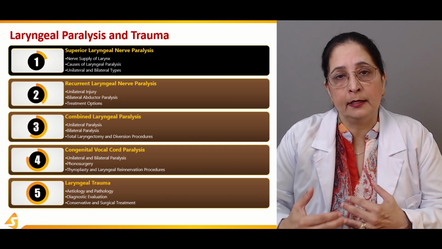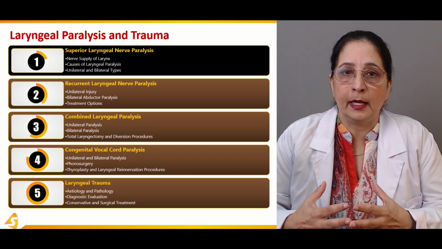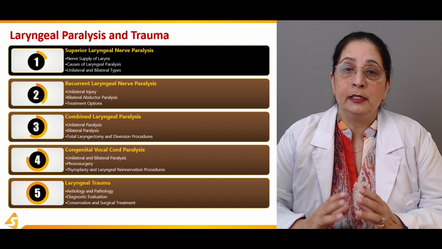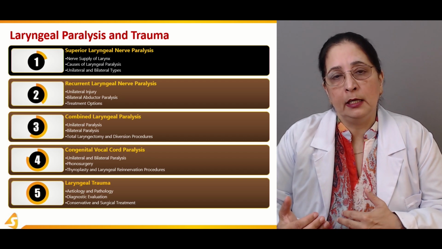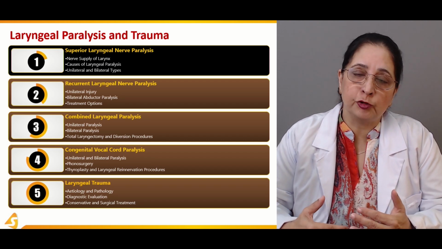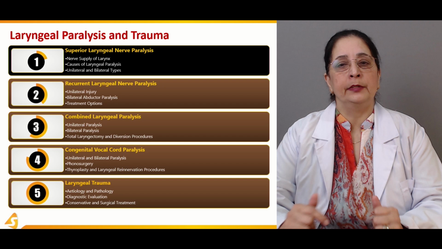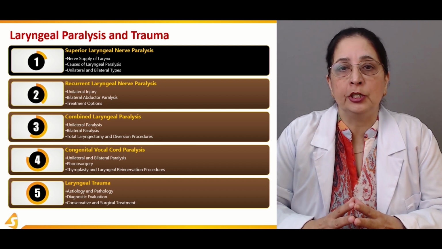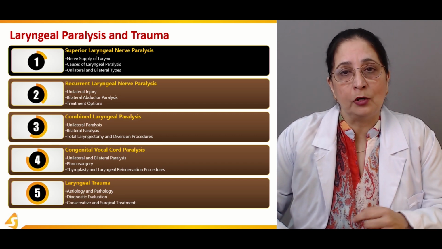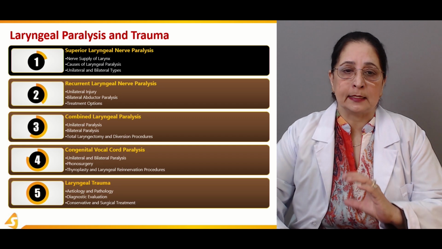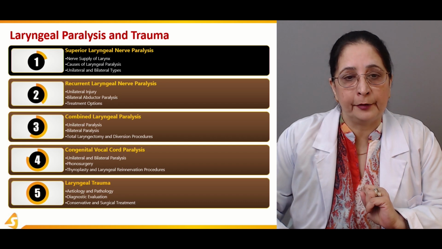What are the different branches of the different nerves that supply the larynx? What are the causes of laryngeal paralysis? And then also if the paralysis is unilateral, on one side, or on both sides of the larynx as a result of the recurrent or superior laryngeal nerve paralysis in the first section. Then in the second section, we will move on to the recurrent laryngeal nerve paralysis. So first, we will just focus on the superior laryngeal nerve paralysis.